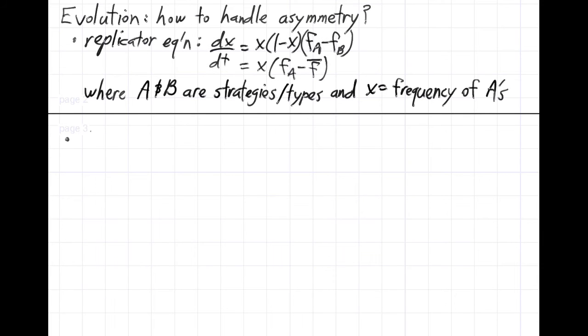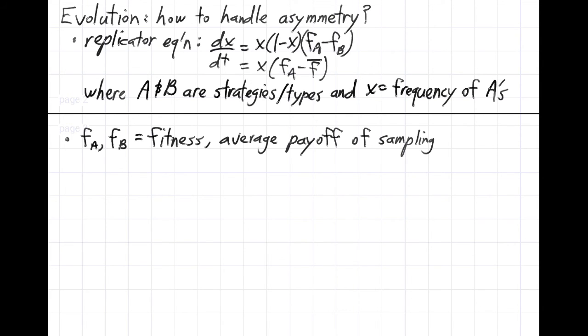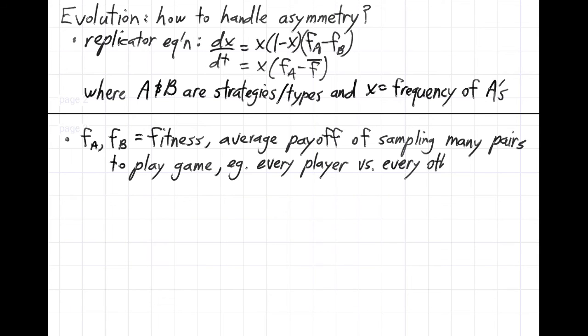In this notation, the fitness, fa and fb, is just the average payoff after sampling many pairs of individual players to play the game. Really, we're talking about the limit of every player versus every other player.